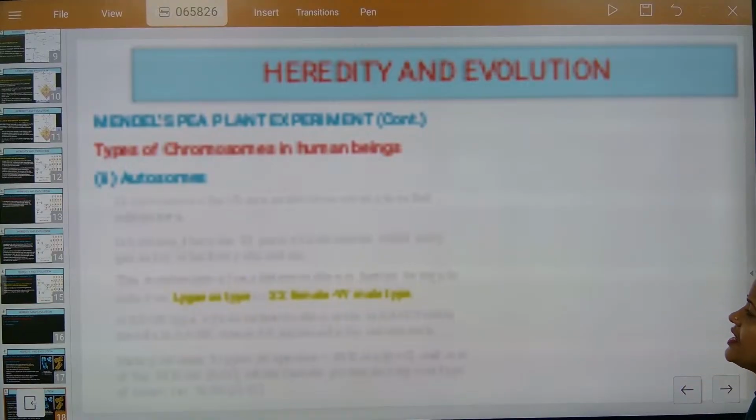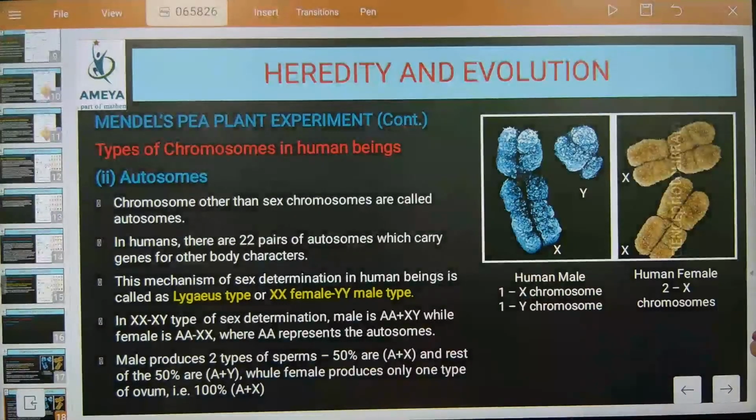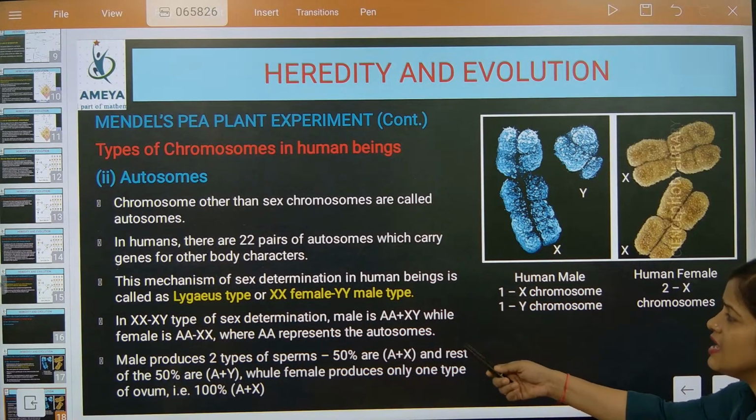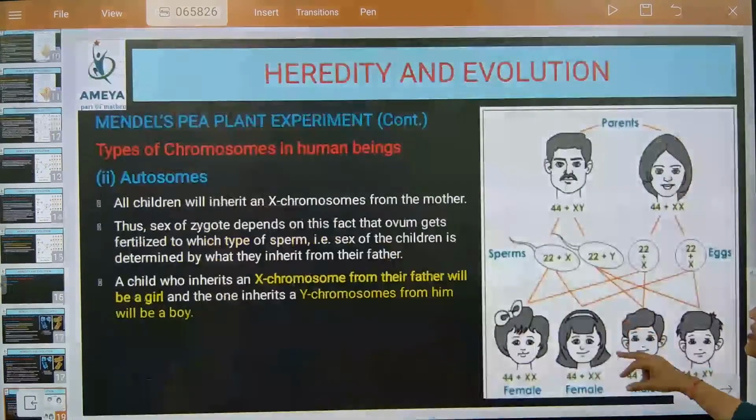Now we will go to the next one, autosomes. Autosomes means chromosomes other than the sex chromosomes. How many autosomes are there? 22 pairs. The 23rd pair is the sex chromosome. This mechanism of sex determination in human beings is called the XX female, XY male type.